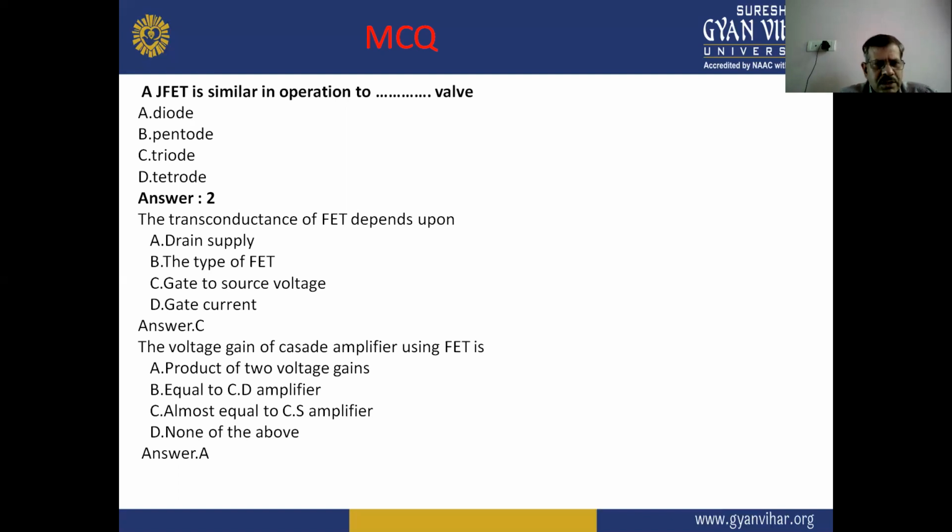In the next question, the voltage gain of a cascade amplifier using FET is option A, product of two voltage gains, option B, equal to CD amplifier, option C, almost equal to CS amplifier, option D, none of the above. The voltage gain of a cascade amplifier using FET is the product of two voltage gains. So the correct answer is option A.